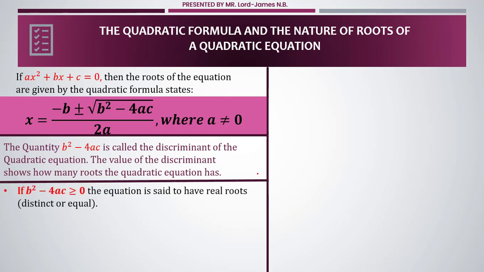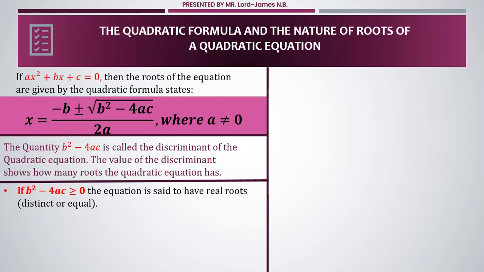The first is if b squared minus 4ac is greater than or equal to 0, then the equation is said to have real roots. When we talk of real roots, it means the roots can either be real and distinct or real and equal. So that is a condition for a quadratic equation to have real roots. b squared minus 4ac should be greater than or equal to 0. So the equal sign comes in for the case where they can be equal, and the strict sign tells us if they are distinct or not.